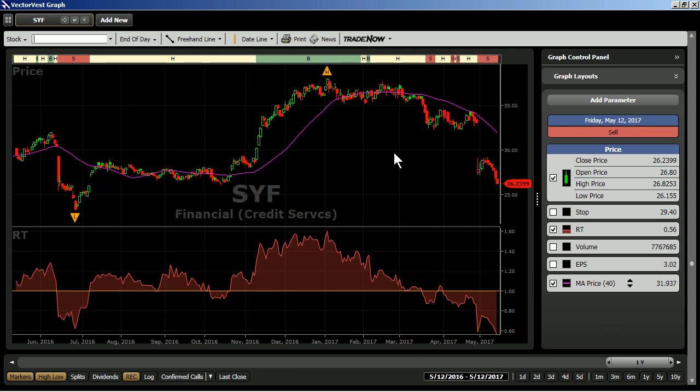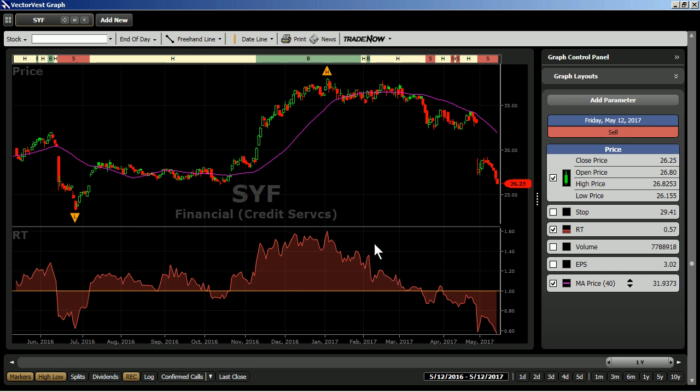Here's Synchrony. Okay, another example. Stock was moving sideways there for most of the beginning of this year. Did cross below and above the 40-day moving average. But look at this. As the stock was moving sideways, right, non-directional, what was happening to RT? RT was breaking down quite a bit.